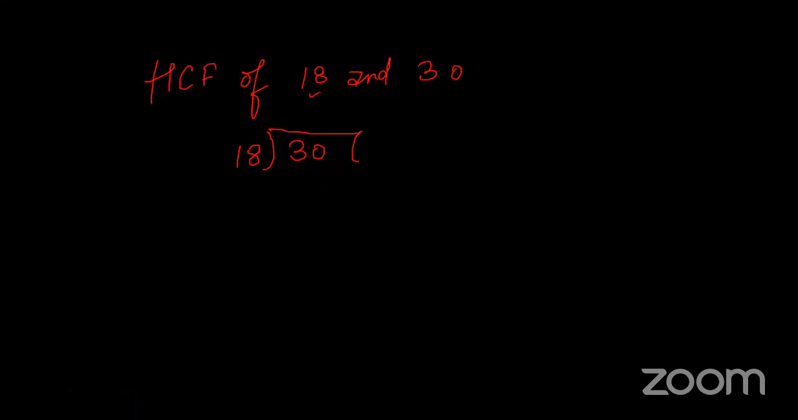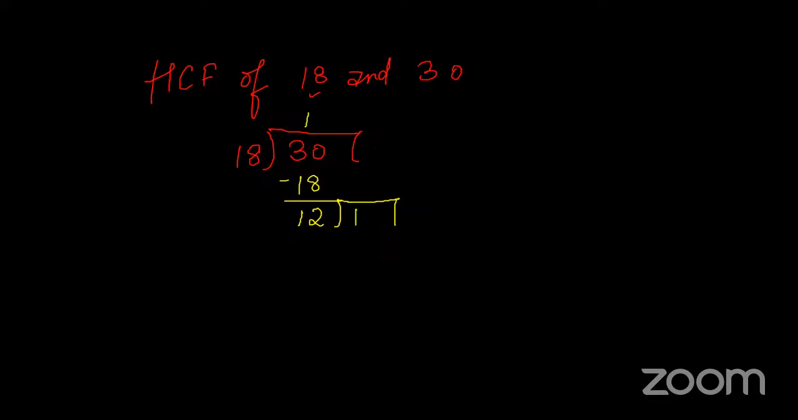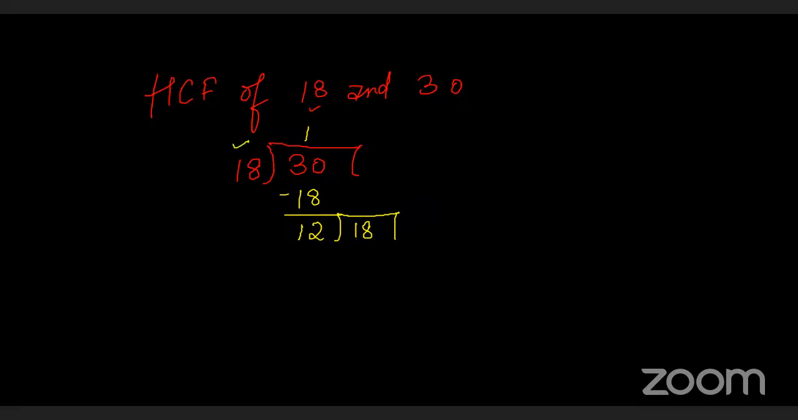Now, let's get started. 18 times 1 is 18. If I subtract here, I'll get 12. This is the remainder, right? Now, I will treat this remainder as my divisor, and this divisor will become dividend. I repeat, I'll treat this remainder as a divisor, and this divisor will be treated as the dividend.